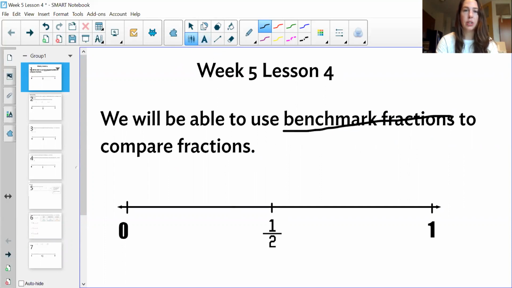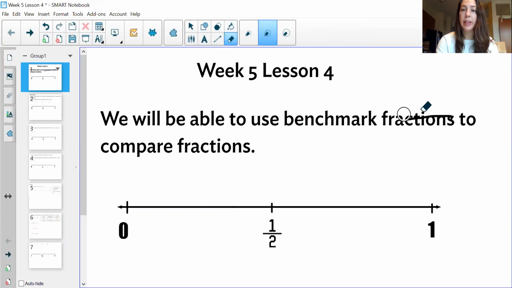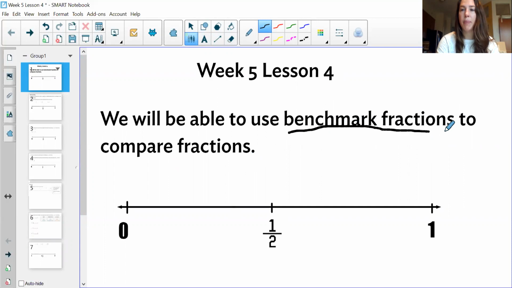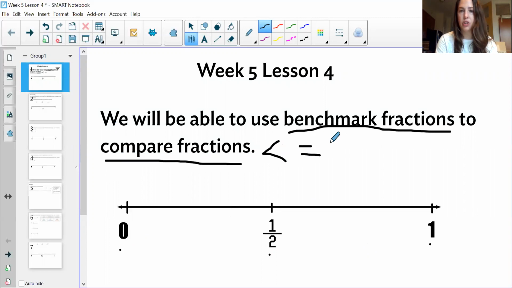Benchmark fractions are friendly fractions that when we're putting fractions on a number line, we automatically know where the benchmarks go. Our benchmarks are 1, 1/2, and 0. Whenever you're putting fractions on a number line, always label these 3 points first, because it can help you figure out where other fractions go. When we're comparing fractions, we're deciding if fractions are greater than, less than, or equal to another fraction. So we're deciding which fraction is bigger or smaller than the other, or if they're equal or equivalent.